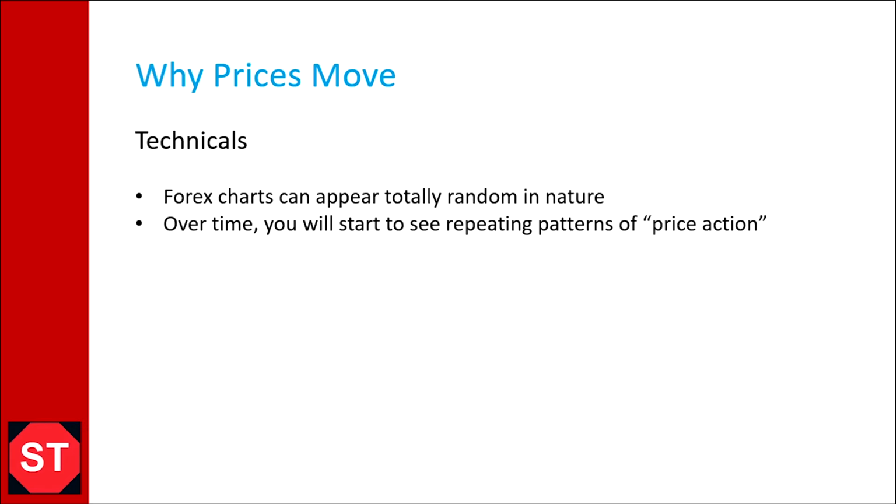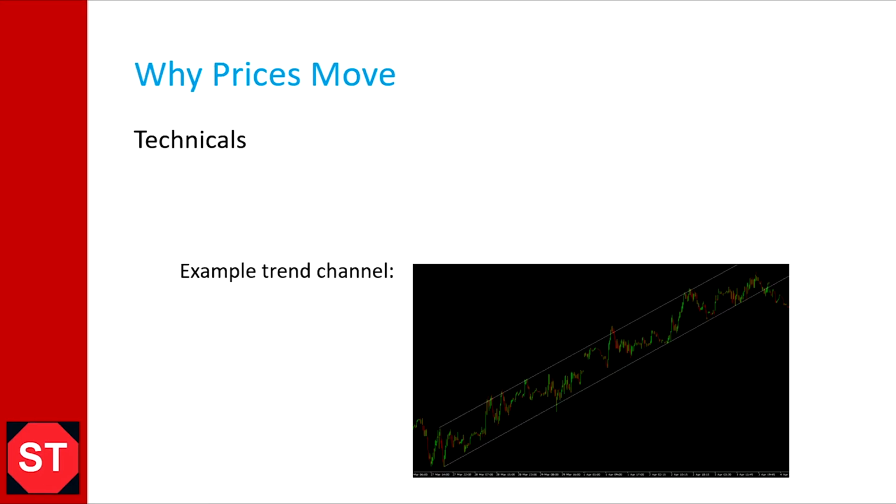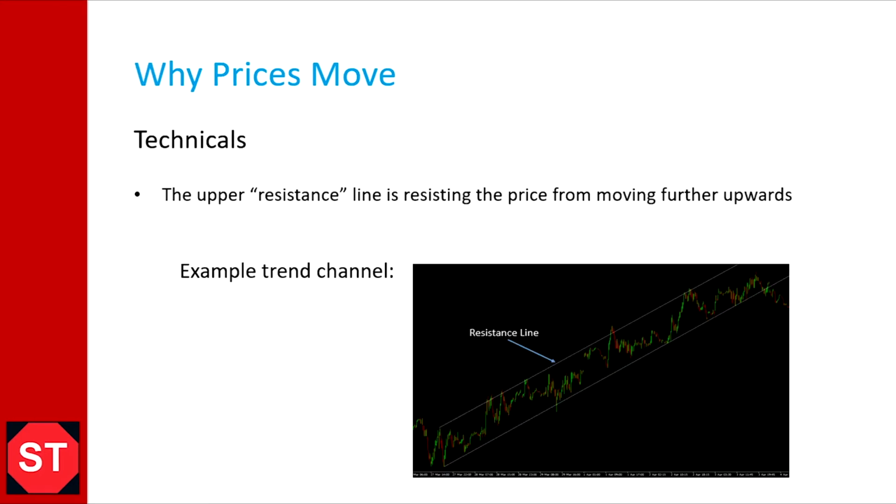More often than not, prices do tend to oscillate or bounce between 2 points. These points are known as trend lines, and you tend to have an upper trend line and a lower trend line. Now you have trend lines in both trending and ranging markets. The upper trend line is known as the resistance line. The line is resisting the price from going further up, so the price tends to bounce off this resistance line and starts to head back down again.